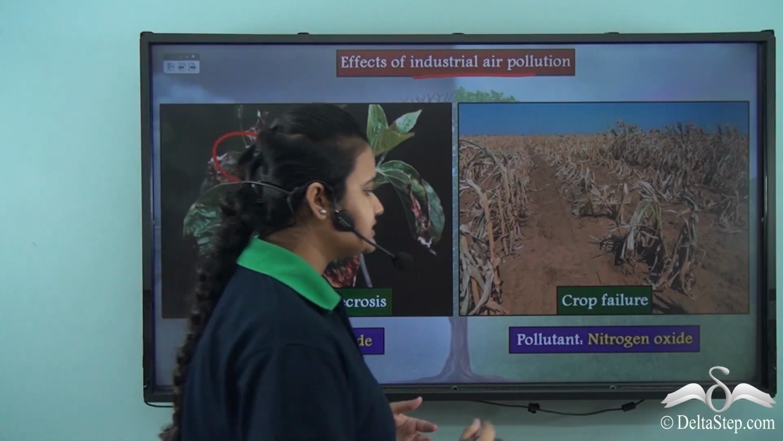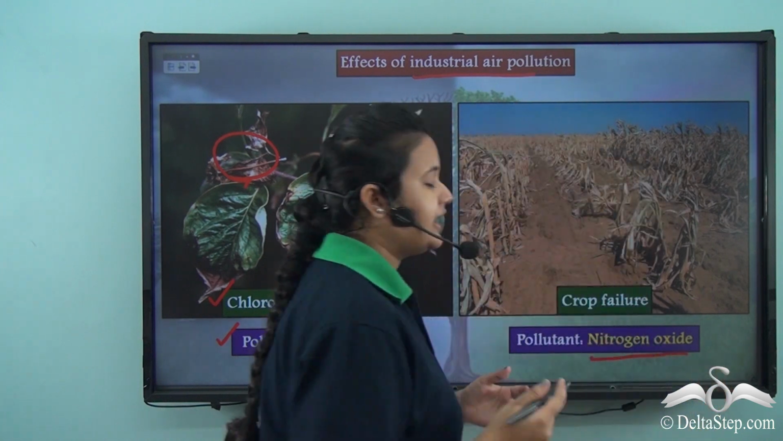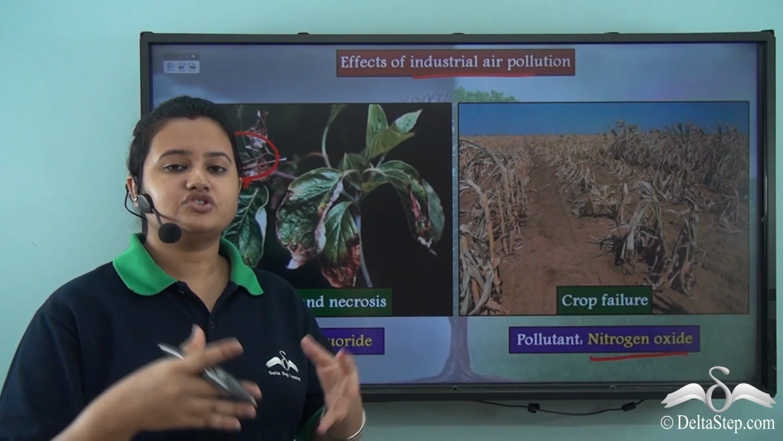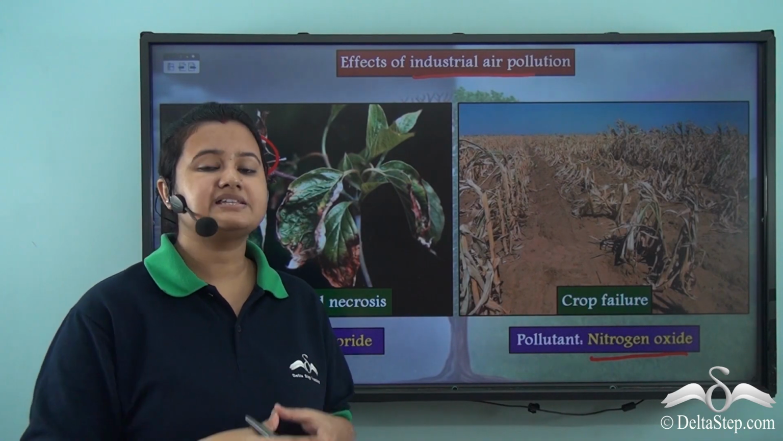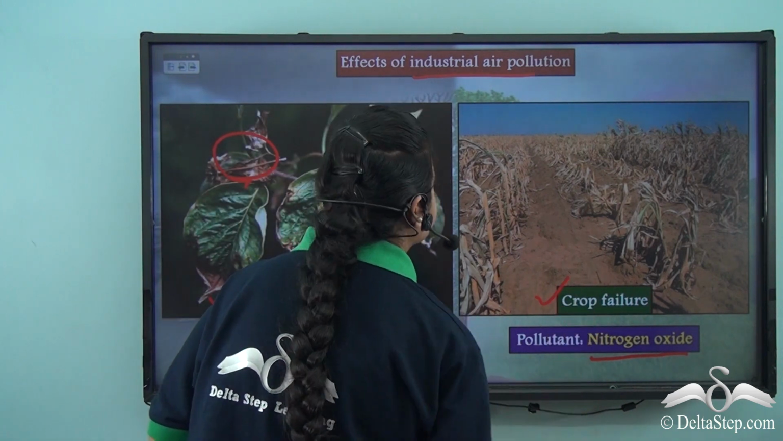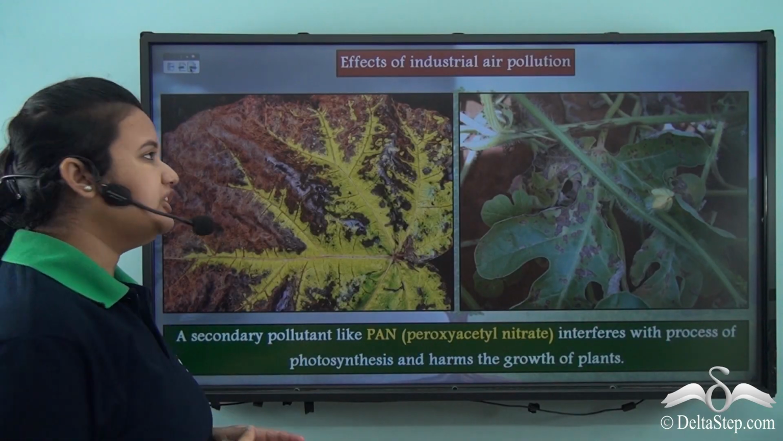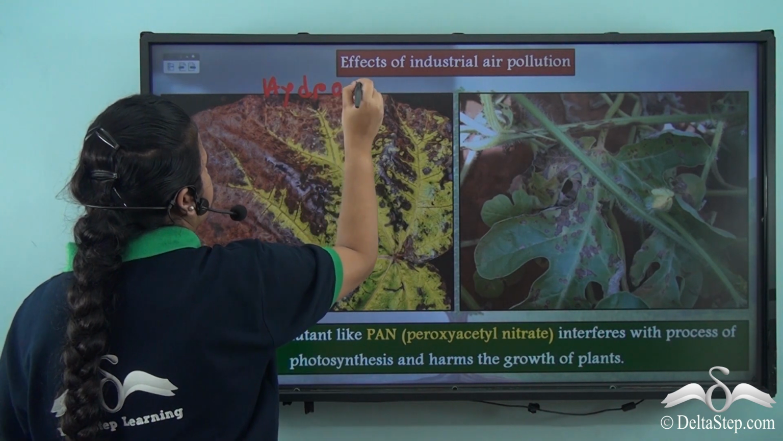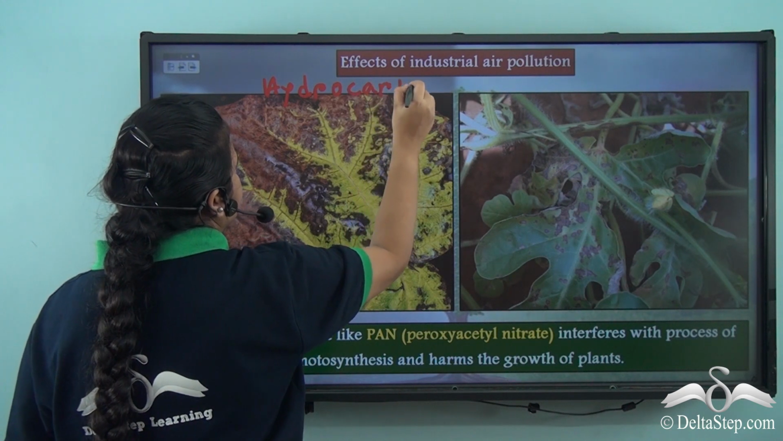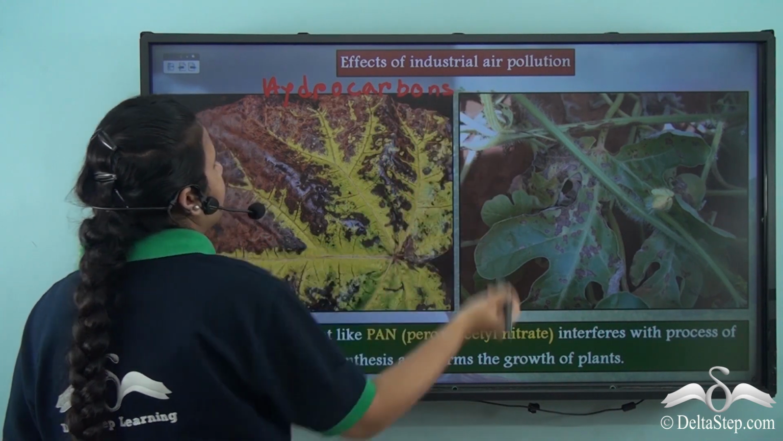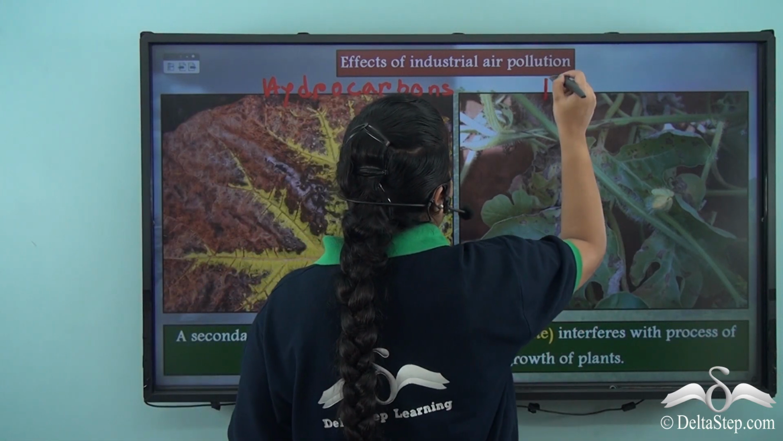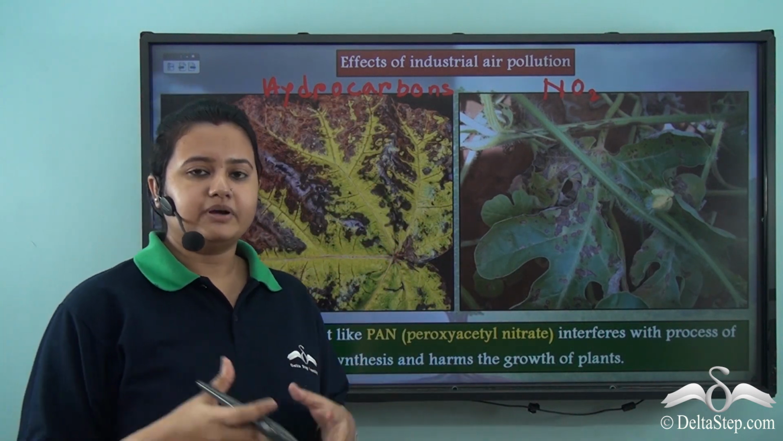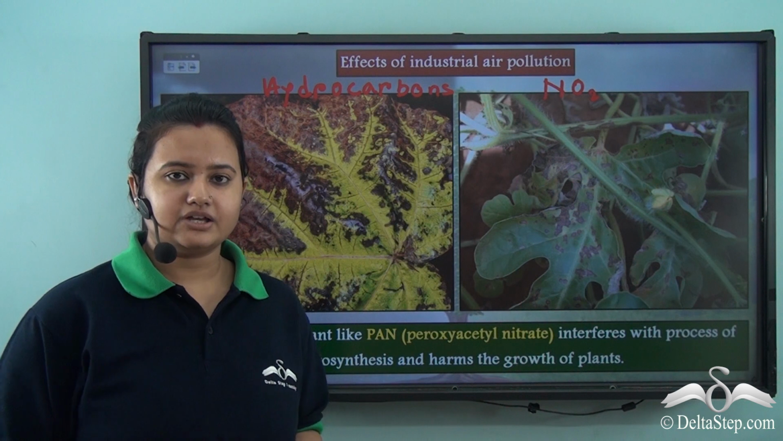Now, nitrogen oxide is another major air pollutant that is released during industrial air pollution. Now, this nitrogen oxide hampers the growth of plants and leads to crop failure. We know hydrocarbons and nitrogen dioxide are major air pollutants that are released by industries.